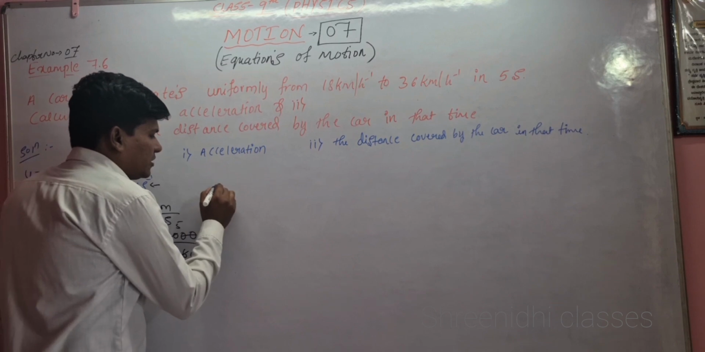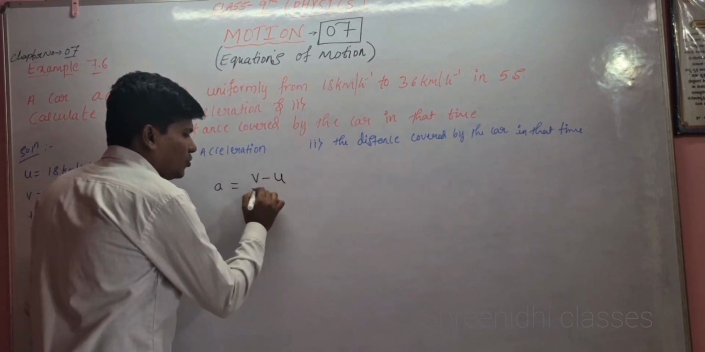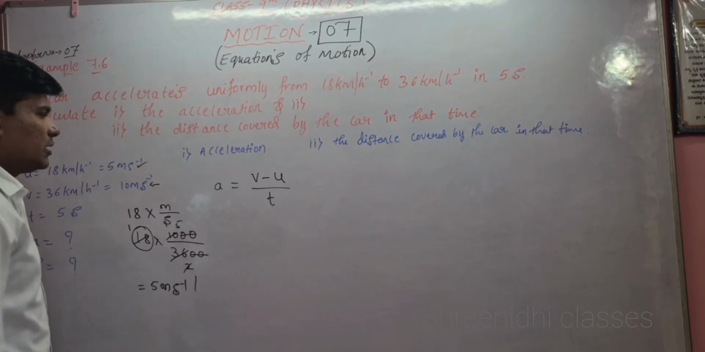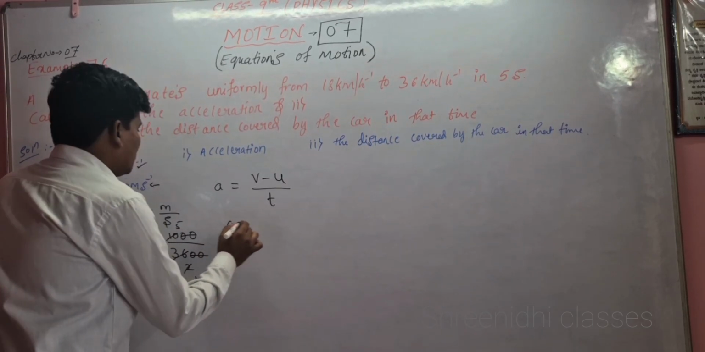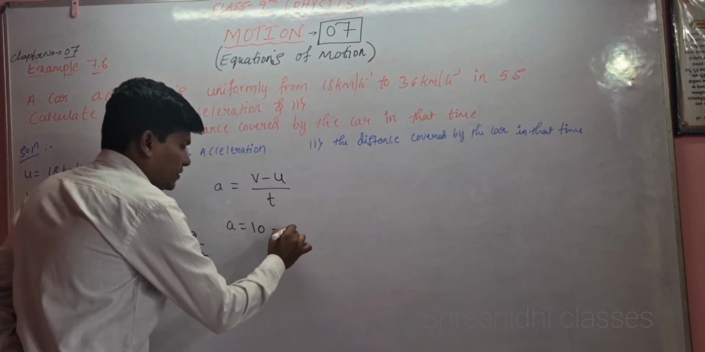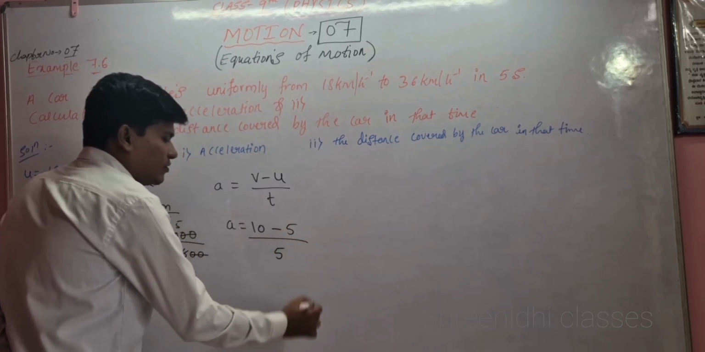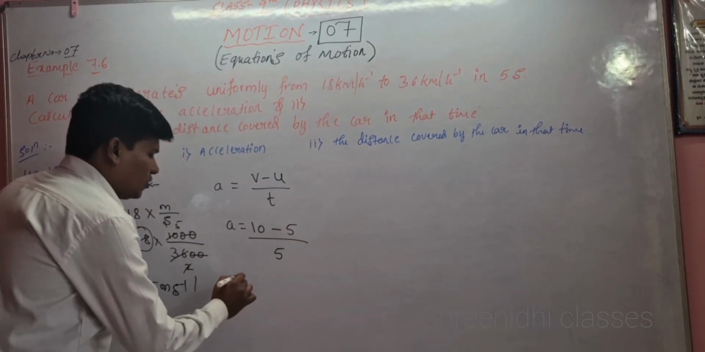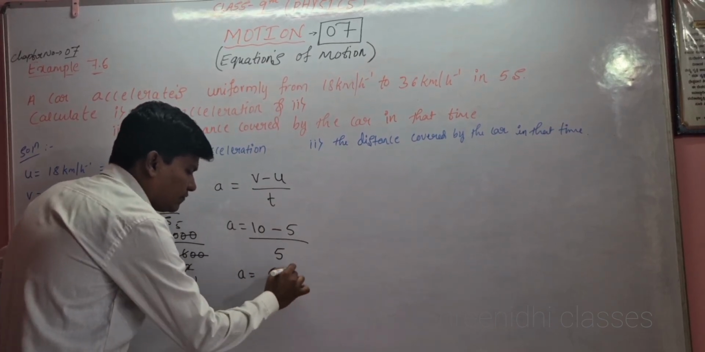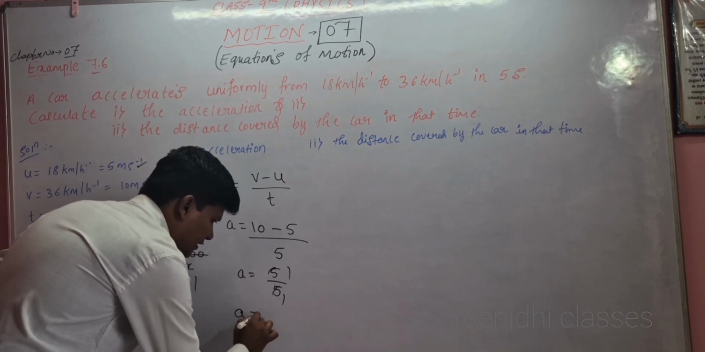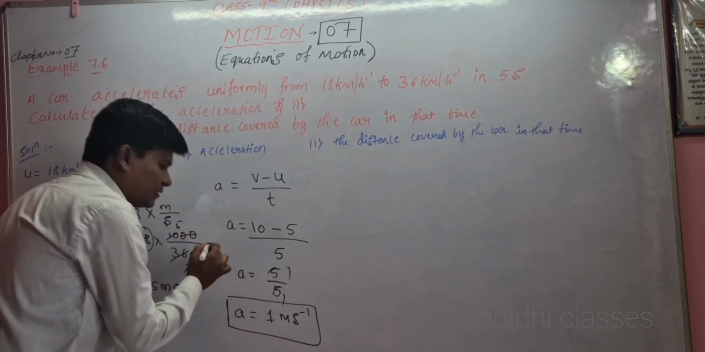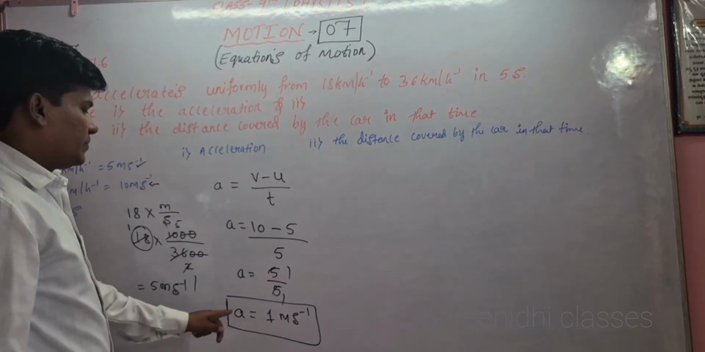So we know the formula of acceleration: a is equal to v minus u divided by t. We know the final velocity and initial velocity and we also know the time. a is equal to final velocity 10 meter per second minus initial velocity 5 meter per second, divided by the time, 5 seconds. So a is equal to 10 minus 5 divided by 5, which is 5 ones are 5. The acceleration is 1 meter per second squared. This is our acceleration, the first one.